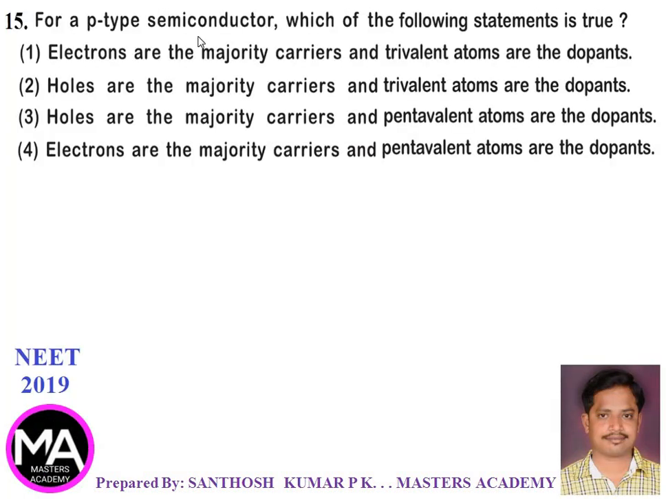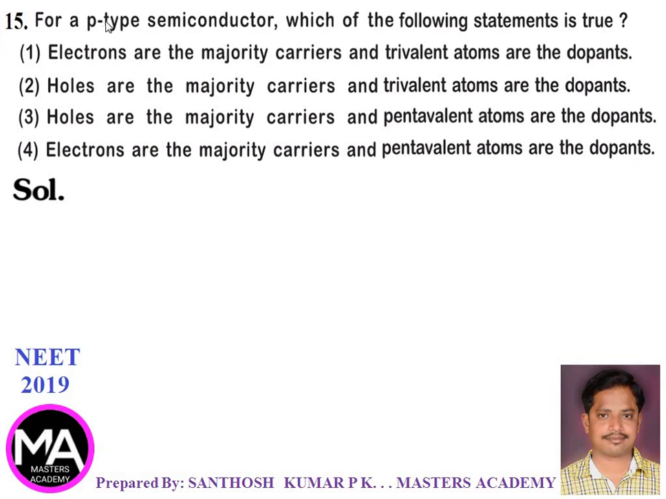Next problem. For a p-type semiconductor, which of the following statements is true? 4 options are given. First, electrons are the majority carriers and trivalent atoms are the dopants. Second, holes are the majority carriers and trivalent atoms are the dopants. Third, holes are the majority carriers and pentavalent atoms are dopants. Fourth, electrons are the majority and pentavalent atoms are dopants.